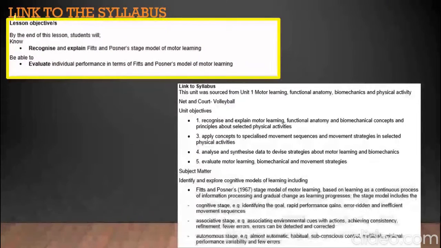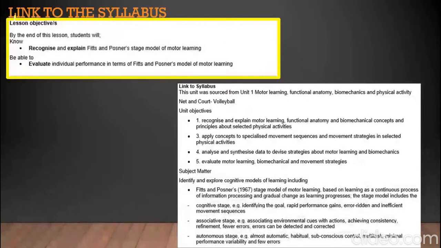For this lesson, the lesson objective and accompanying learning intention and success criteria are to recognize and explain Fitz and Posner's model of motor learning and evaluating individual performance in terms of this model. This is directly correlated to the syllabus as visible in both the subject matter and unit objectives. For example, this lesson satisfies the subject matter, identify and explore the Fitz and Posner model.